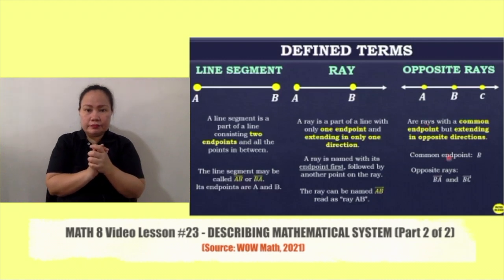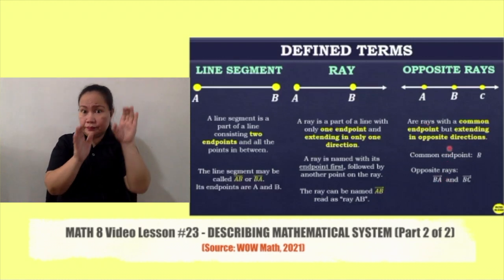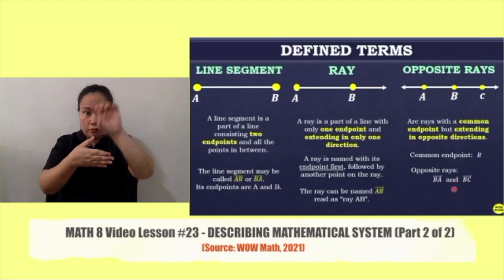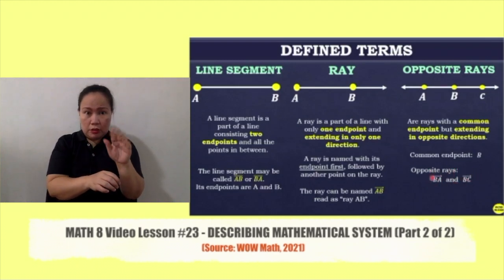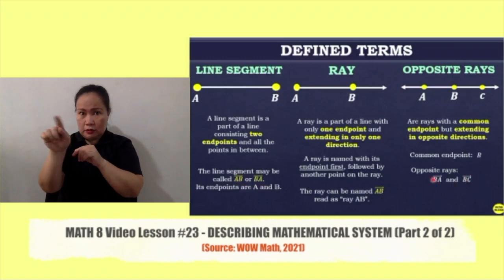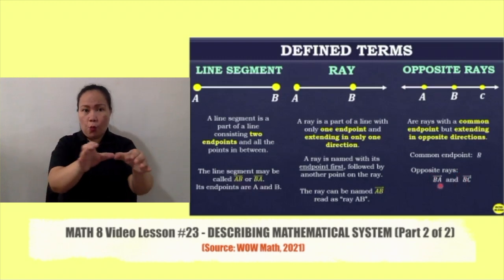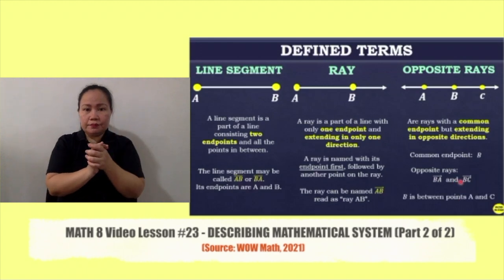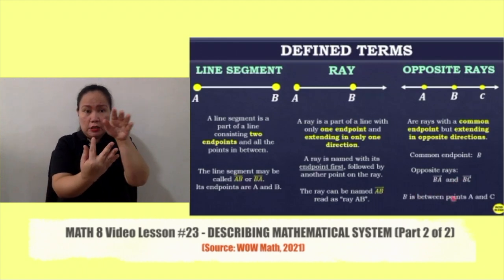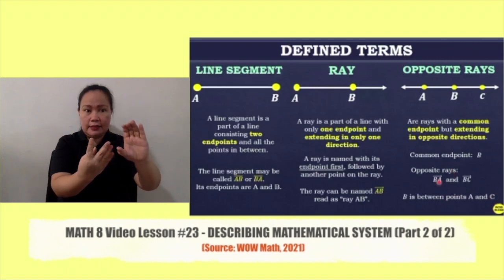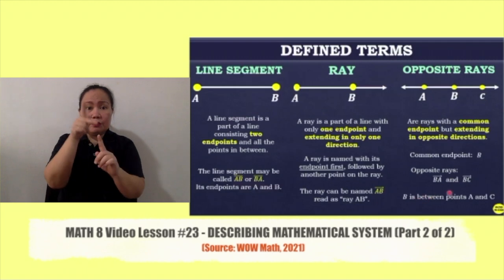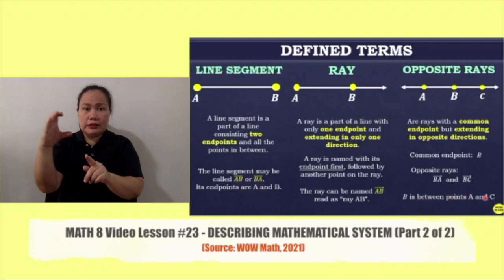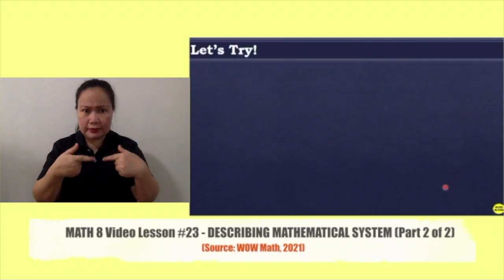Okay? So, in this figure, our common endpoint is B. By looking at this example, ito po, yung ray BA and ray BC, kahit ito lang tingnan mo, pareho silang may B at parehong nasa unahan. So, ibig sabihin, ito yung common endpoint. Okay? So, B is between points A and C. Since ray BA and ray BC are opposite rays, we can say that B is between points A and C. Okay? So, let's try.